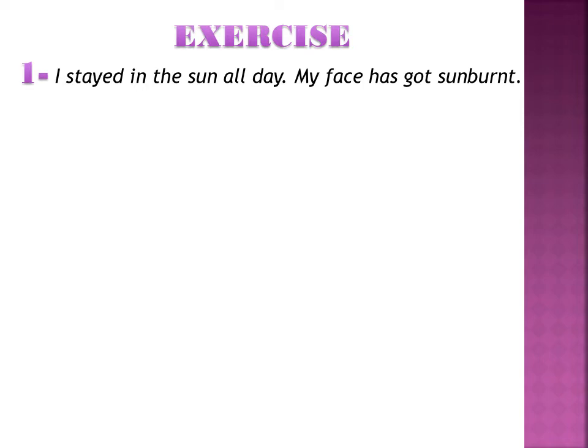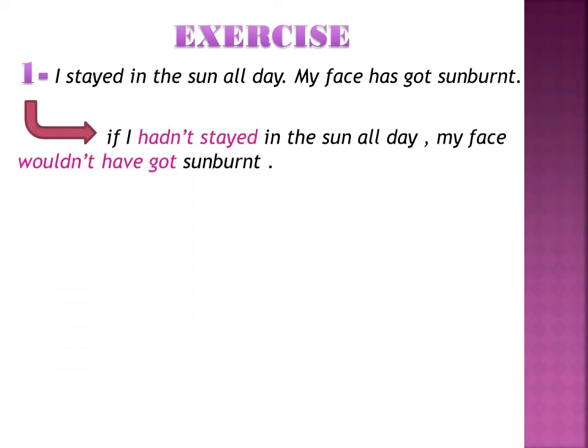Okay, here we go. I stayed in the sun all day. My face has got sunburned. This is the real case, the reality. Now we are going to make a condition. If I hadn't stayed in the sun all day, my face wouldn't have got sunburned. Conditional type 3 is always against the reality. If we have the first sentence in the affirmative, surely the condition will be in a negative form. You must keep this in mind.